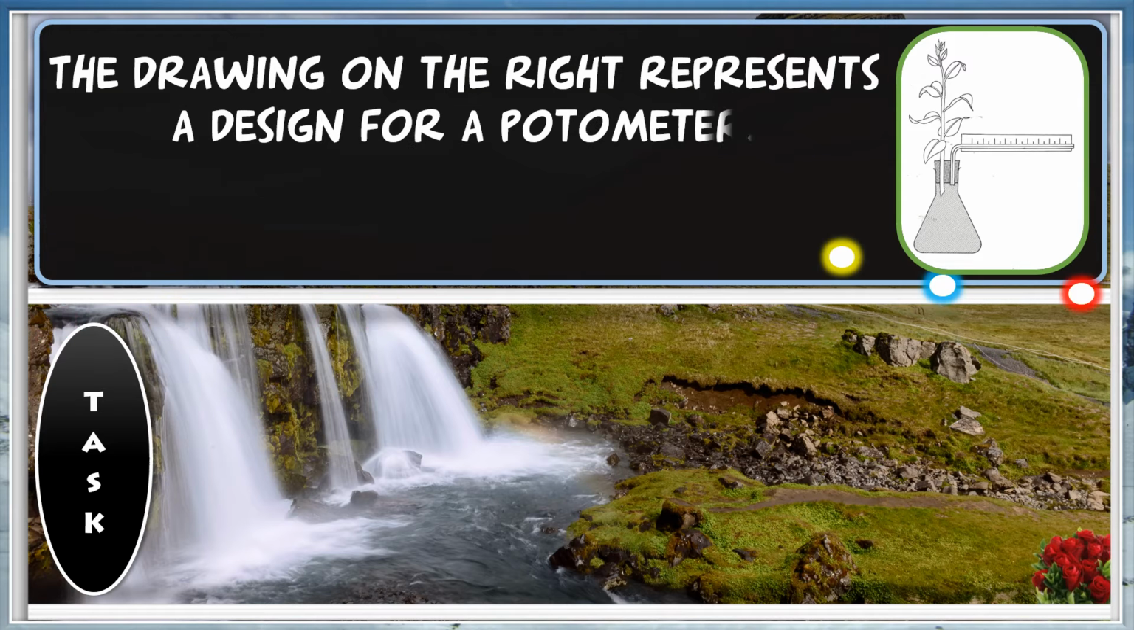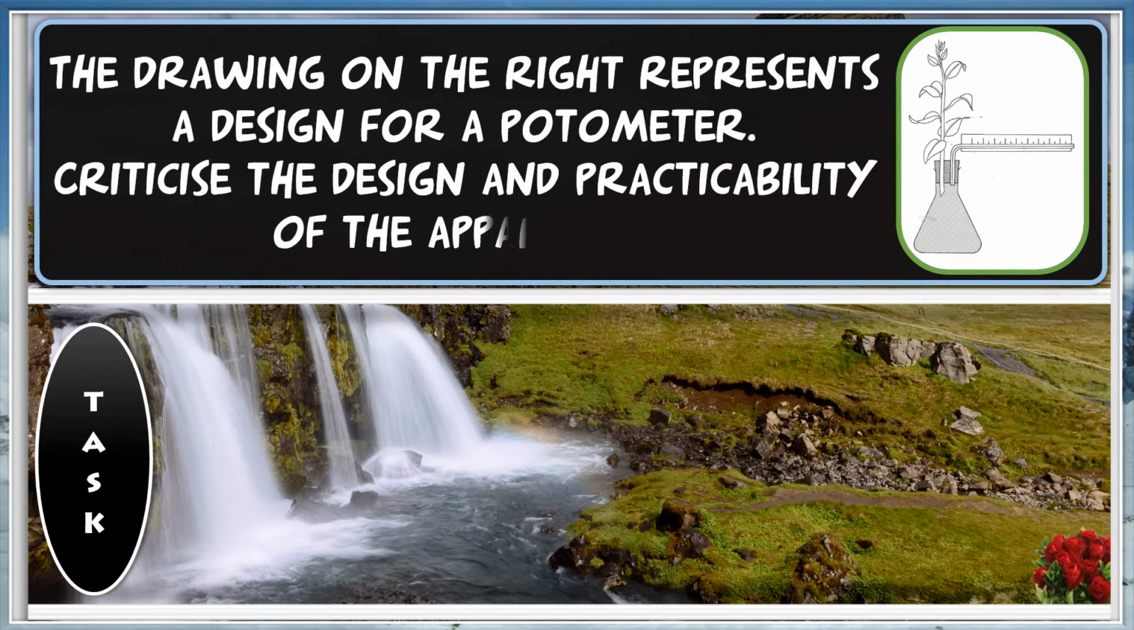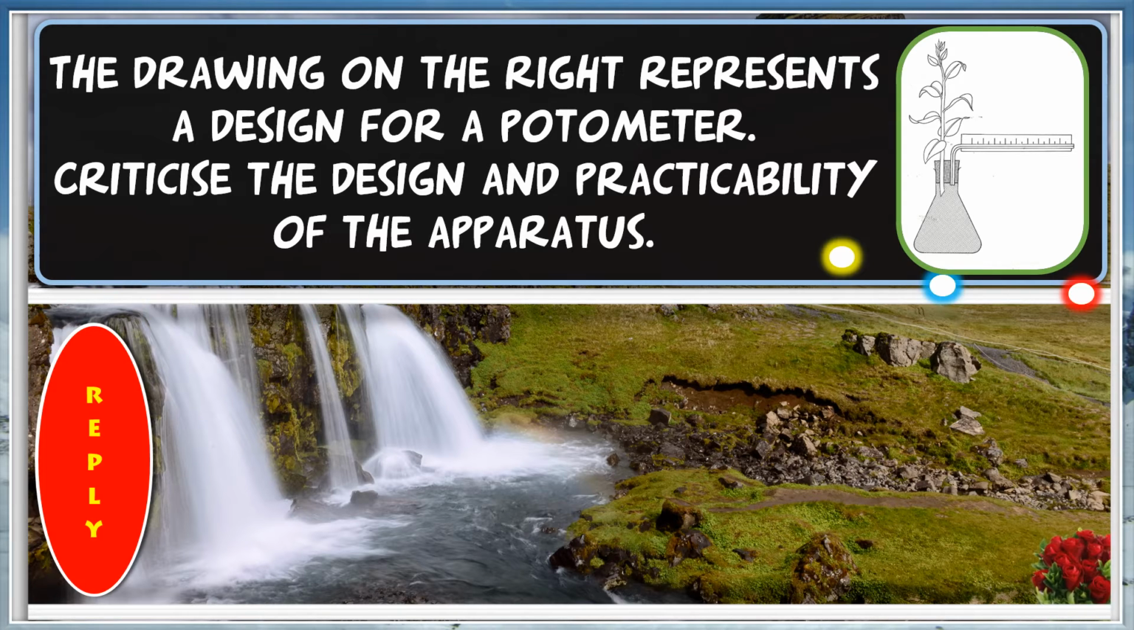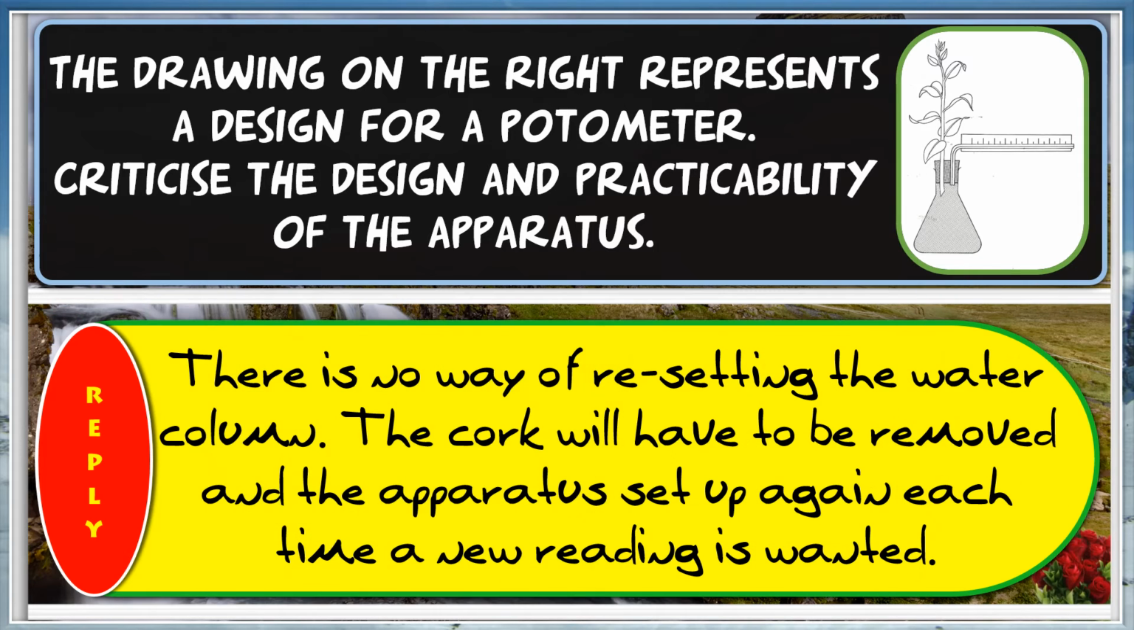The drawing on the right represents a design for a potometer. Criticize the design and practicability of the apparatus. There is no way of resetting the water column. The cork will have to be removed and the apparatus set up again each time a new reading is wanted.